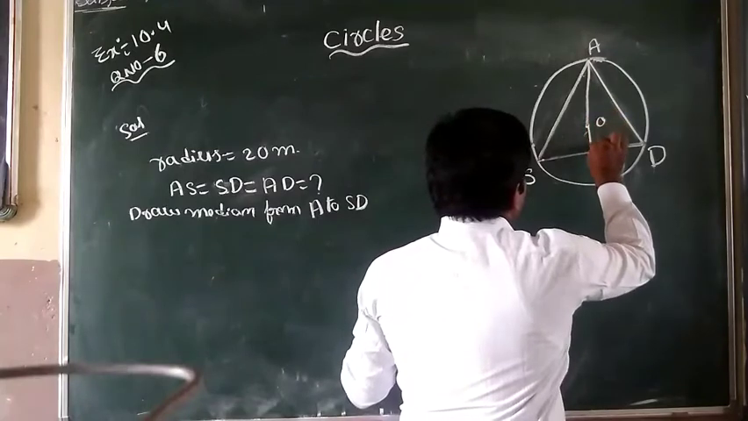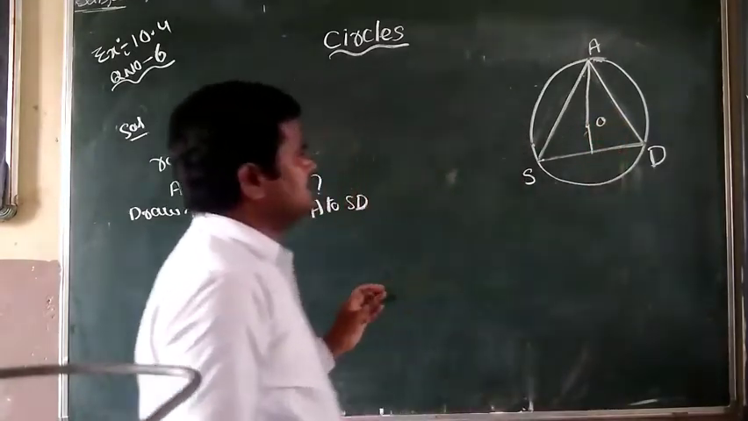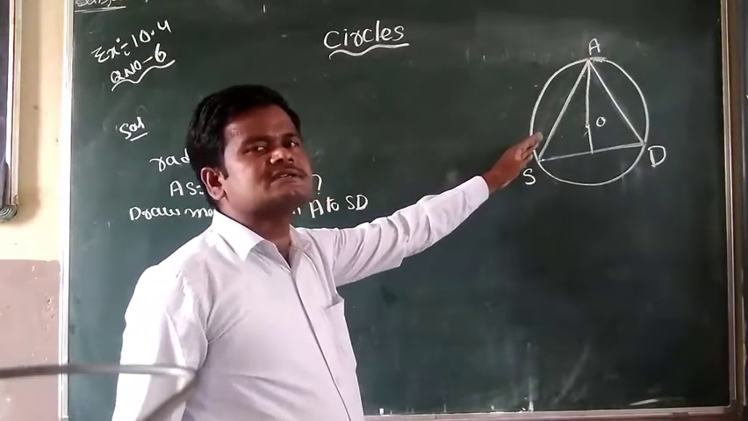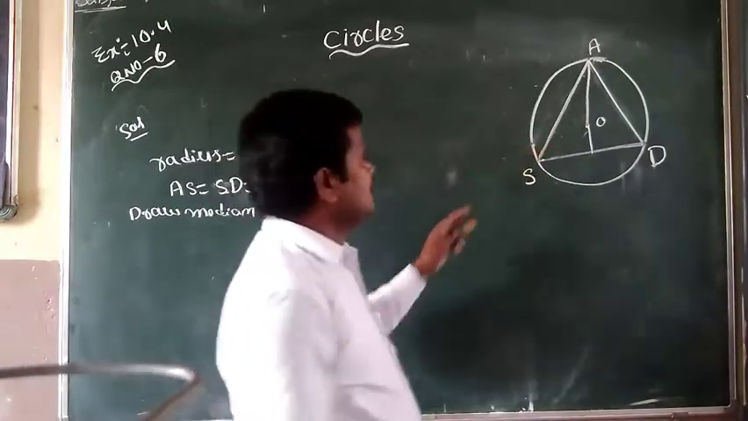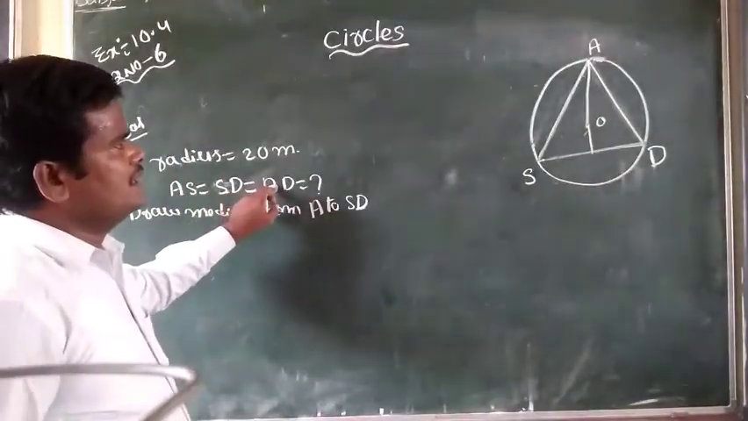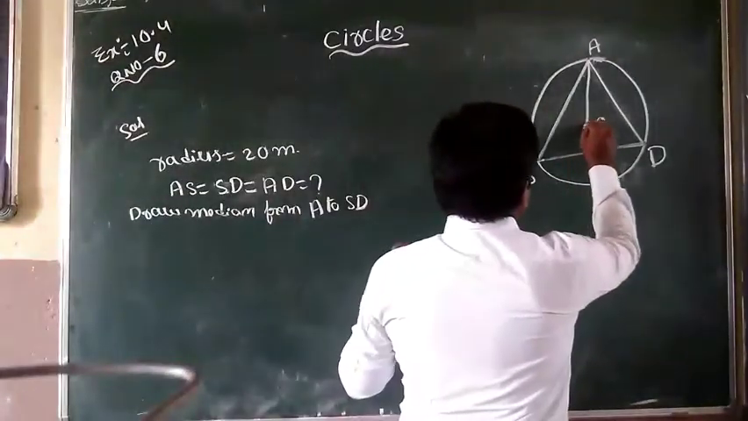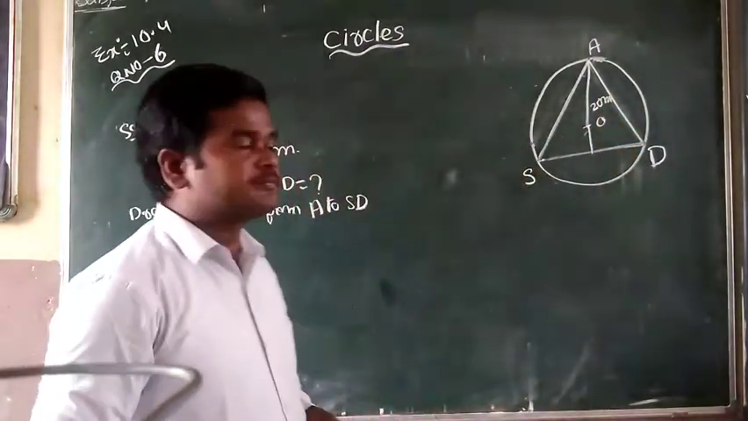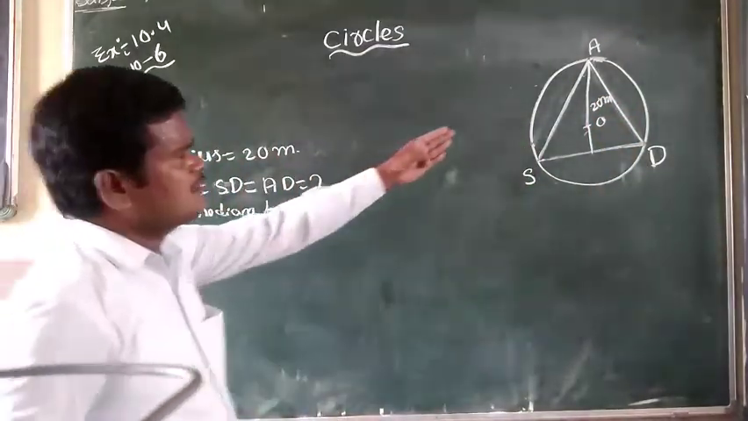So here this is an equilateral triangle, since they are sitting at equal distances. That's why this is an equilateral triangle. So AS equal to SD equal to AD. Each of these is what we need to find, given the radius of 20 meters.